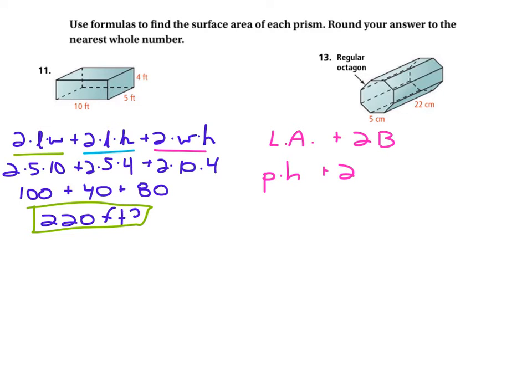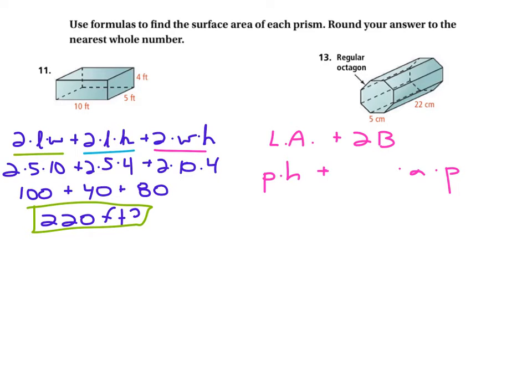plus 2 times, and then what's going to be the base of this? Well, we know how to find the area of a regular polygon, which is 1/2 apothem times perimeter. So you can see that the 2 times 1/2 is going to cancel out. Simplified, what we're going to get is perimeter times height plus apothem times perimeter. We need to find that apothem.